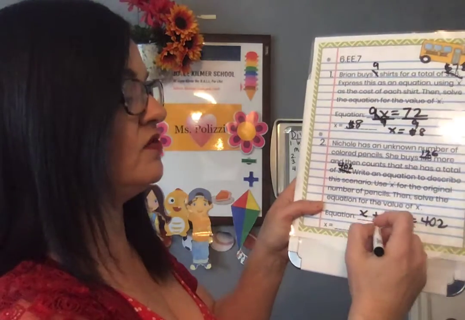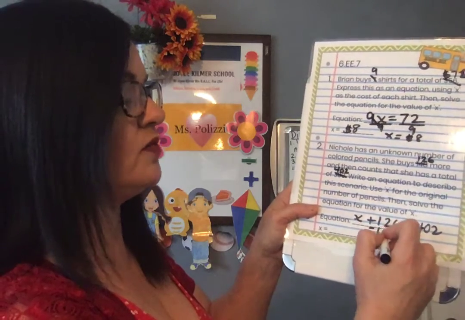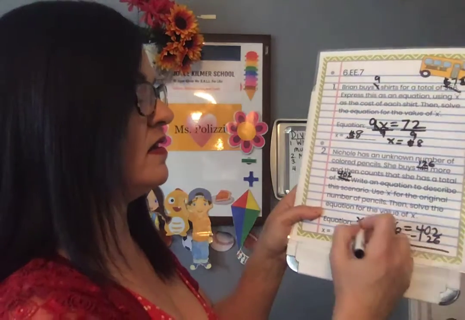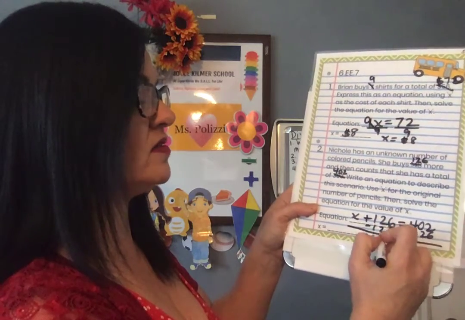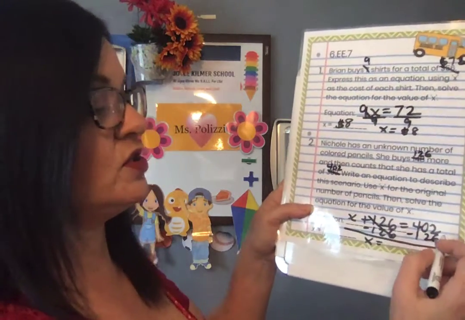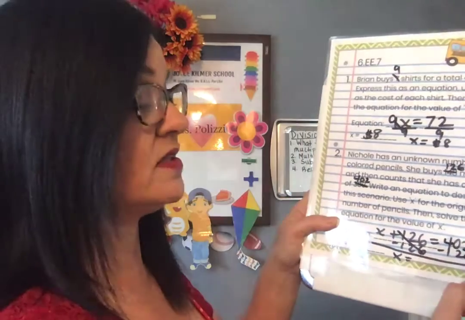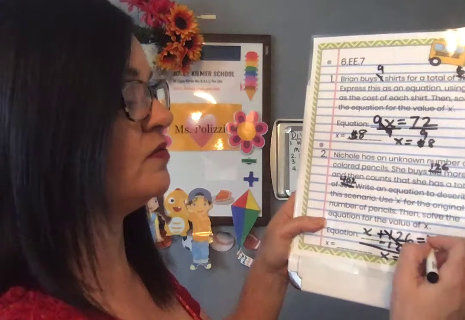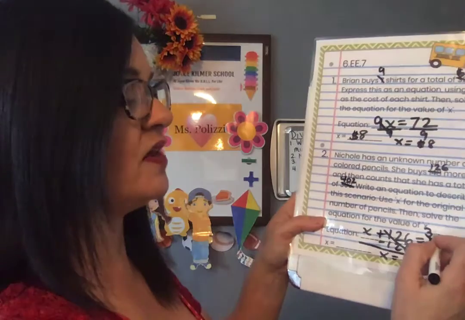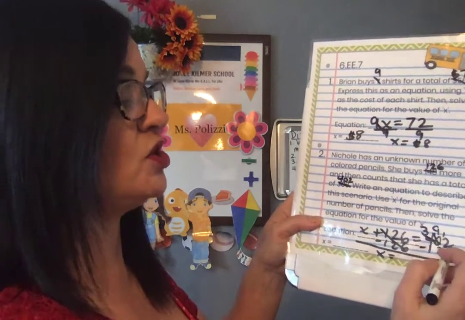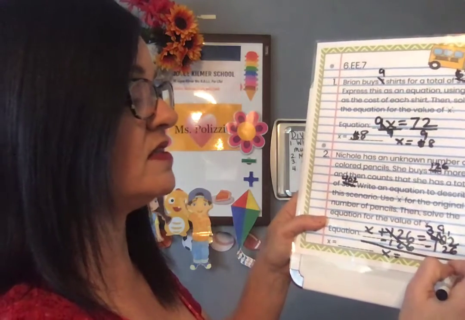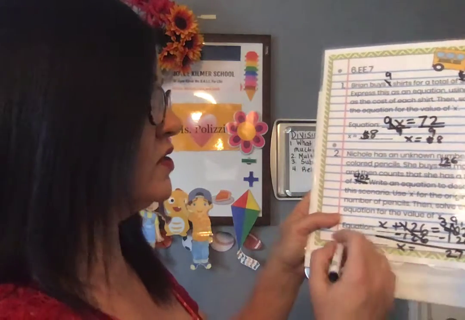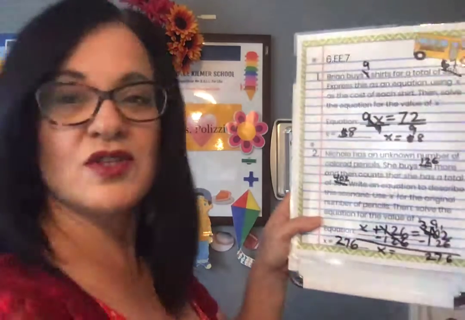So in this case, the inverse of addition is subtraction. We would subtract 126 on both sides. Bring down our X, cross this out, and 402 take away 126. 2 take away 6 is too small, 0 is too small, so we'll borrow from the 4, make it a 3, make this a 10, make this a 9, make this a 2, and 12 take away 6 is 6, 9 take away 2 is 7, and then 3 take away 1 is 2. So we know the original number of pencils is 276.